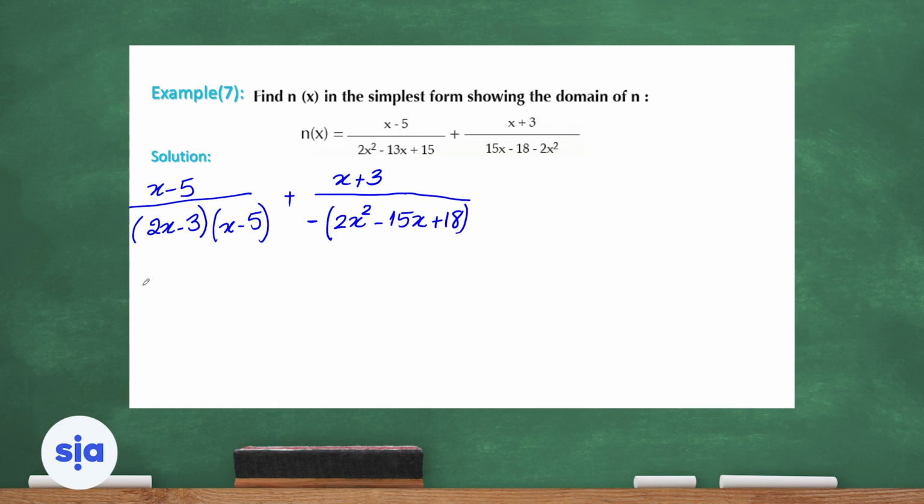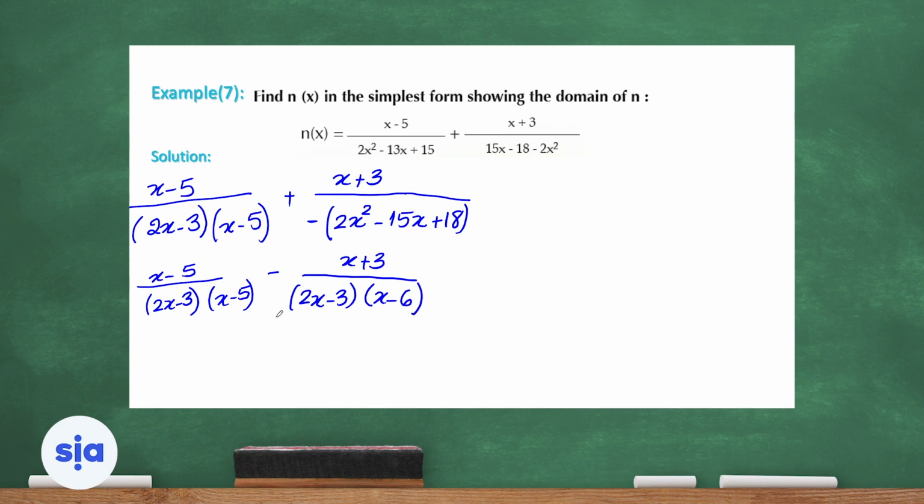Can this be factored more? Definitely yes. x minus 5 over 2x minus 3 times x minus 5 minus, because this minus changed this into minus x plus 3, and this can be factored more as 2x minus 3 times x minus 6.